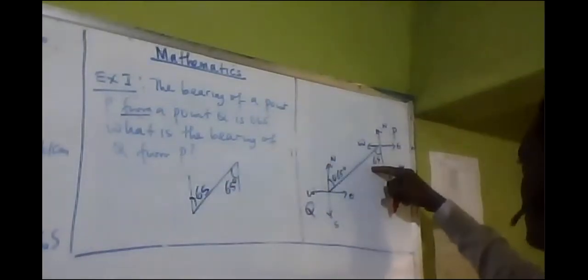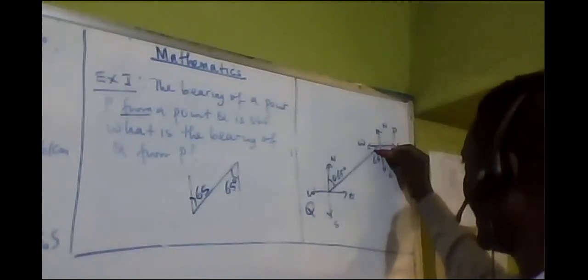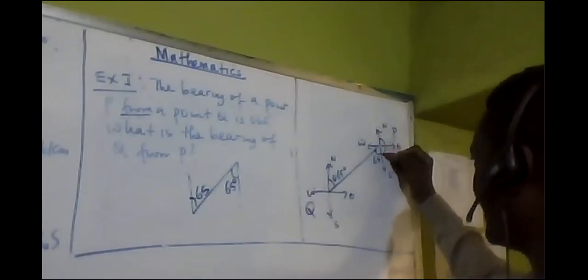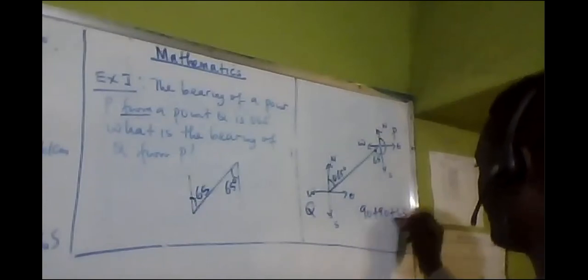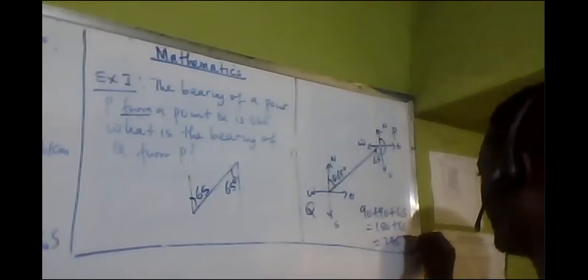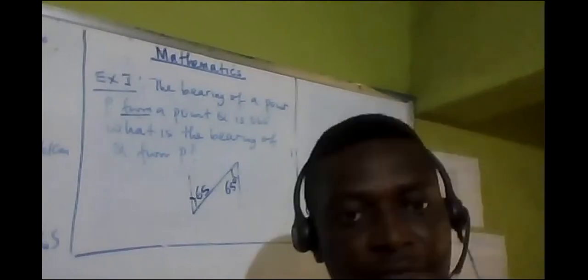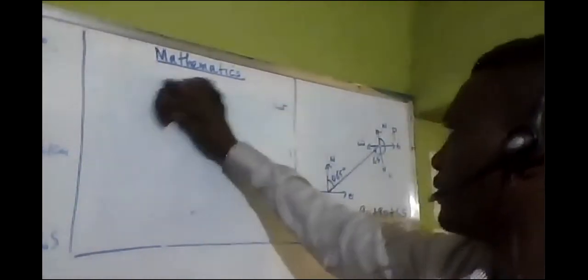Now, if this place is 65, to get the bearing, the rule is you must add up to where the line stops. This place is 90, so 90 plus 90 plus 65, that is 180 plus 65, which gives us 245 degrees. So the correct option is 245 degrees. That is our answer. Let's go to example 2.